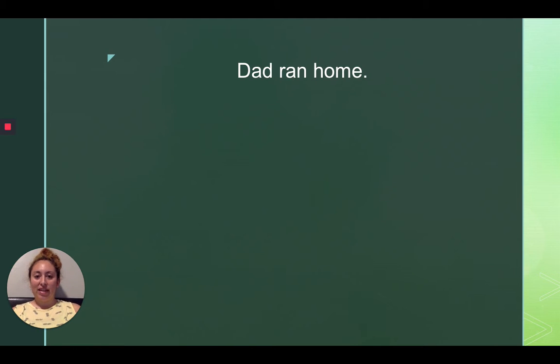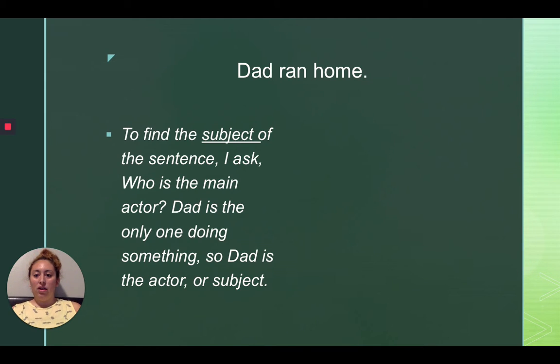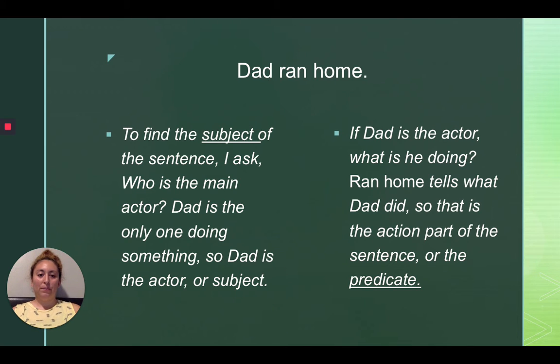In the sentence, Dad ran home. To find the subject, you would ask who is doing the action, and it would be the dad. So the dad is the subject. If the dad is the actor, then what is he doing? Ran home. That would be the predicate.